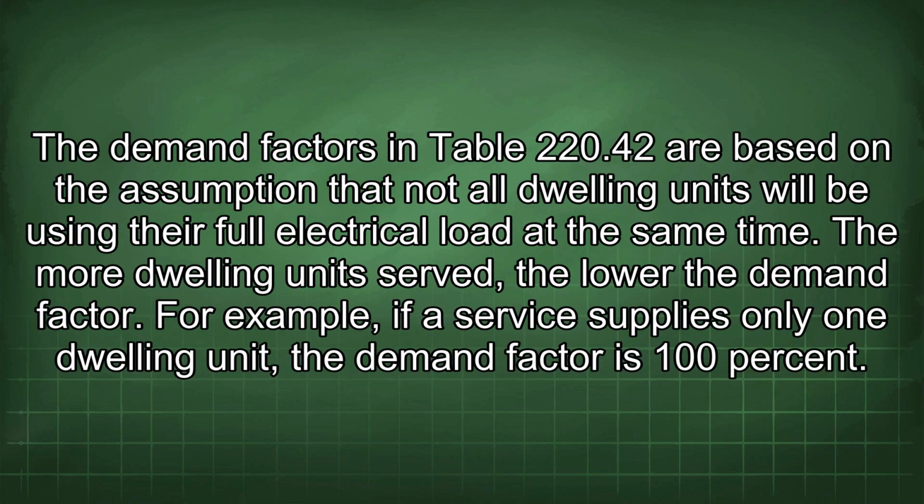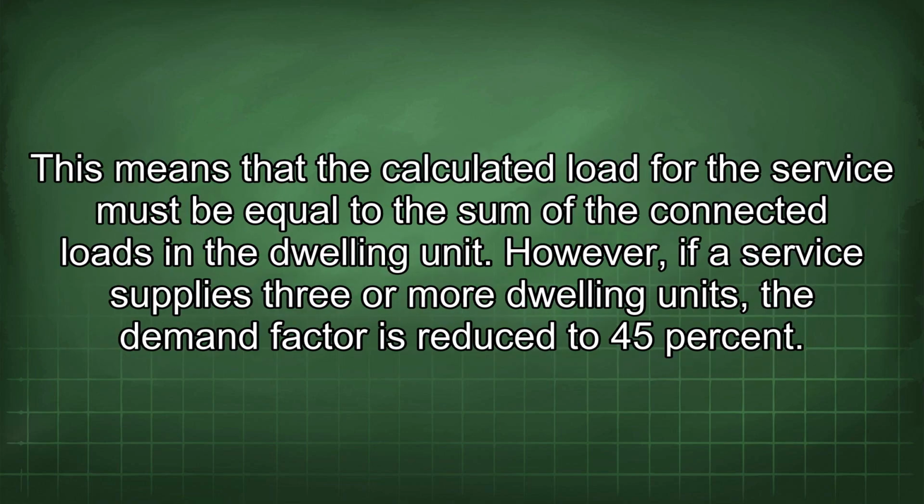The demand factors in Table 220.42 are based on the assumption that not all dwelling units will be using their full electrical load at the same time. The more dwelling units served, the lower the demand factor. For example, if a service supplies only one dwelling unit, the demand factor is 100%. This means that the calculated load for the service must be equal to the sum of the connected loads in the dwelling unit. However, if a service supplies 3 or more dwelling units, the demand factor is reduced to 45%.